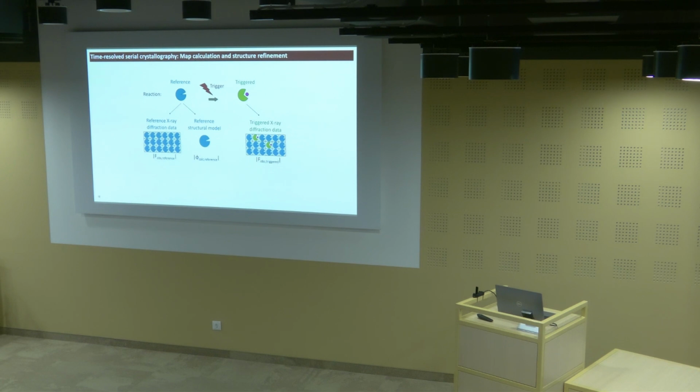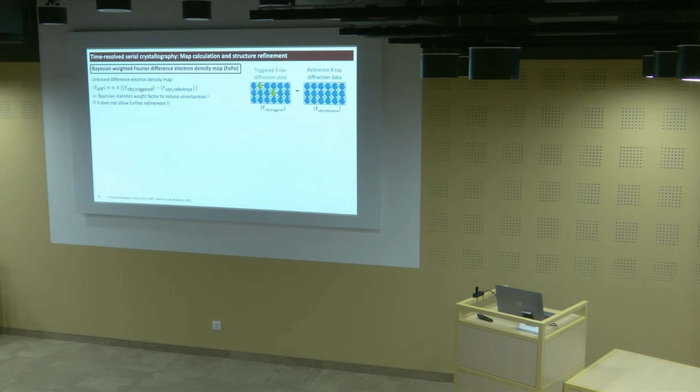Well, from our reference, we need reference X-ray diffraction data, so the structure factor amplitudes for the reference. We also need the reference structural model, so that this phase information can be used to calculate the maps. And we need the triggered X-ray diffraction data, so the structure factor amplitudes from this experiment. And then we calculate a Bayesian-weighted Fourier difference electron density map, or in short, FOFO.